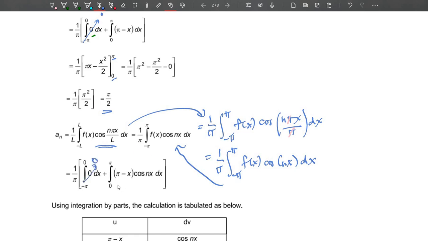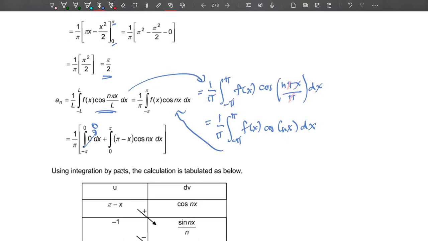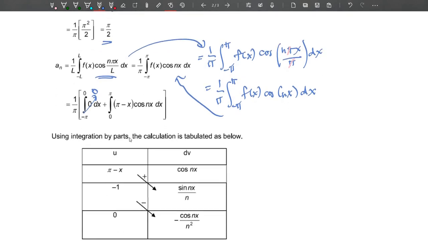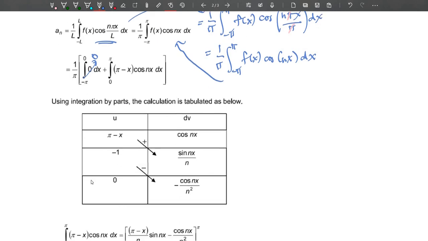So here from 0 to pi, f(x) is pi minus x times cos(nx) with respect to x. So we need to integrate those. As you can see here, we need to use integration by parts. Okay, it's easier for us to use this tabular method. So u is equal to pi minus x and dv is the part of cos(nx). Remember how to choose u and dv.